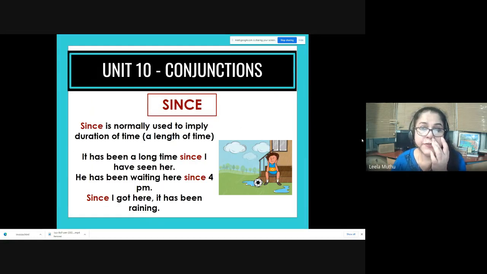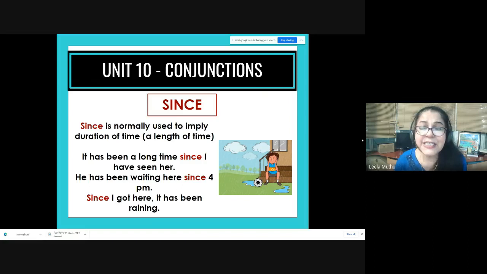All right, now we use the word since. It's a conjunction. Now, since usually is connected to things related with time, as you can see in the following sentences. Okay, it implies a duration of time or time taken for something. Okay, now let's see. It has been a long time since I have seen her. So the duration is a long time since I have seen her.